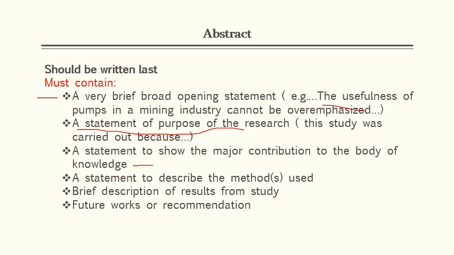A statement to describe the method used. The method you use, whether you use AI, whether you use neural networks, whether you use Arduino and things like that. What kind of method did you use? Then your brief description of results from the study. What are the brief results that you have? Then future works or recommendation. This work is limited or can be carried out to improve things and things like that. So that's for the abstract, and usually it doesn't contain more than 300 words. That's the limit.